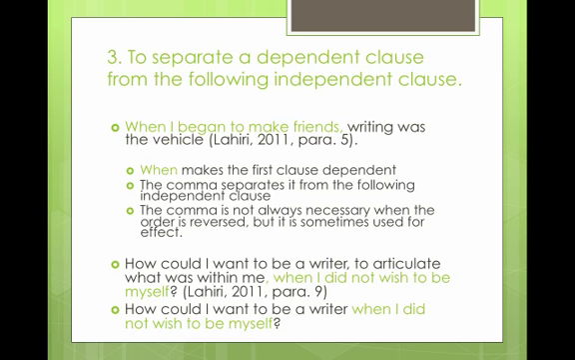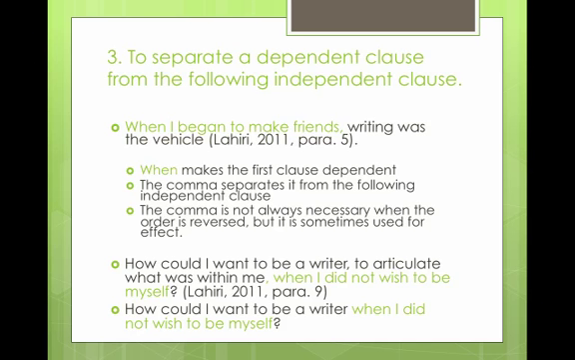The third type is to separate a dependent clause from the following independent clause. We saw this sort of thing before. When I began to make friends, writing was the vehicle. So we see the subordinating conjunction at the beginning, making that first clause dependent. After the whole clause, right before the beginning of the independent clause, we put a comma. No problem, right? The comma isn't always necessary when the order's reversed.